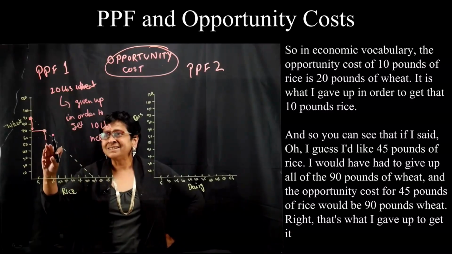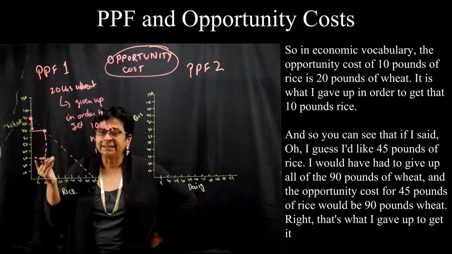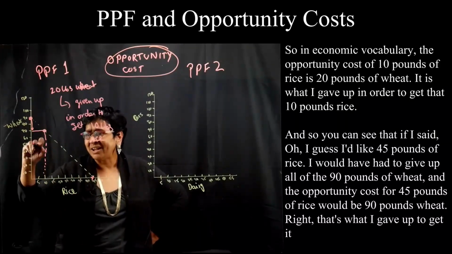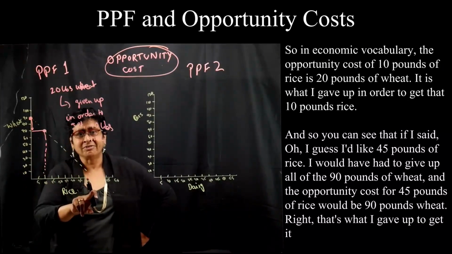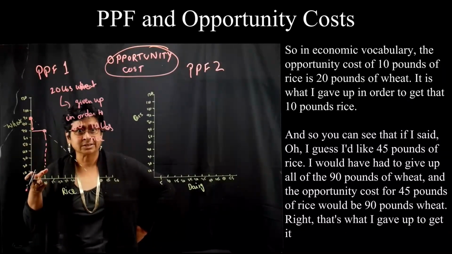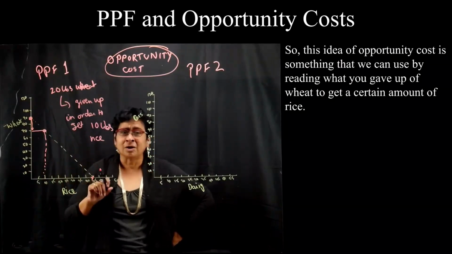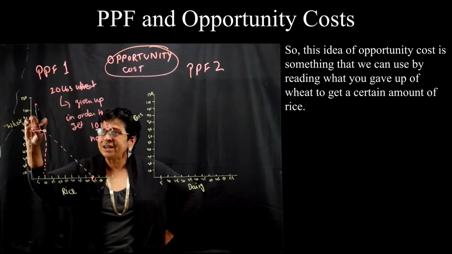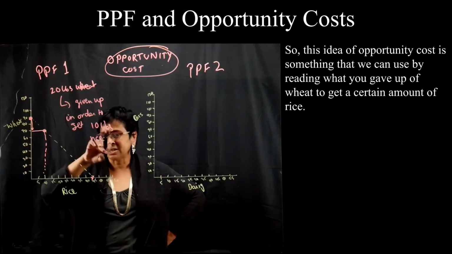And so you can see that if I said, oh, I guess I'd like 45 pounds of rice, I would have had to give up all of the 90 pounds of wheat, and the opportunity cost of 45 pounds of rice would be 90 pounds of wheat, right? That's what I gave up to get it. So this idea of opportunity cost is something that we can use by reading what you gave up of wheat to get a certain amount of rice.